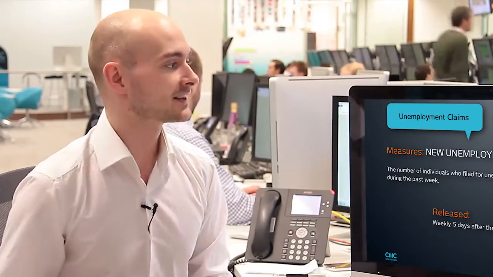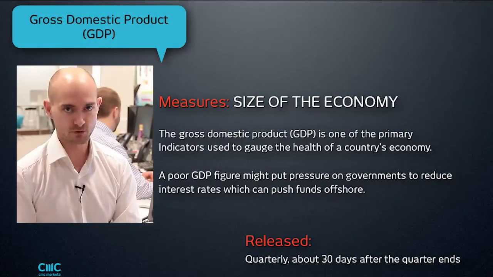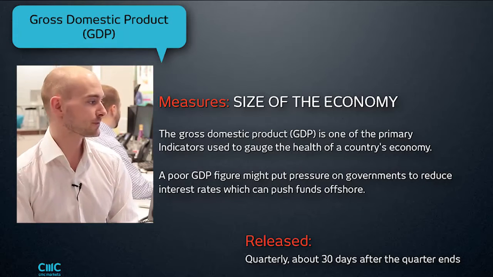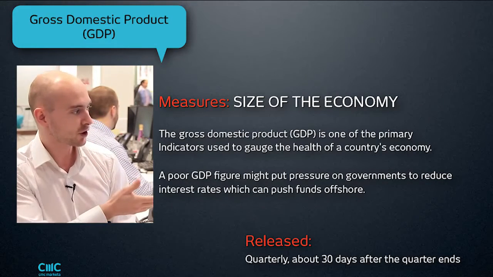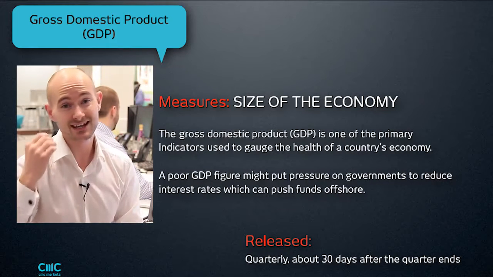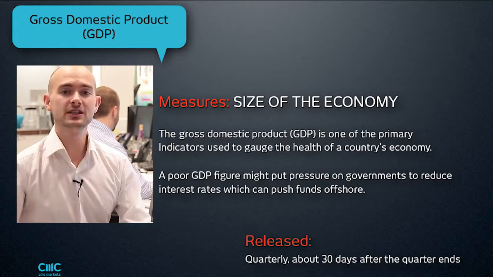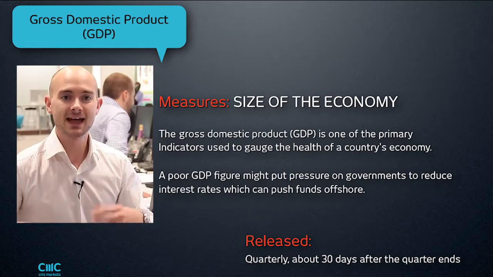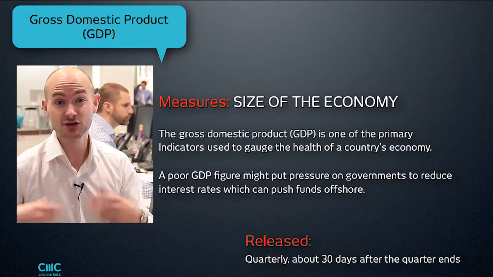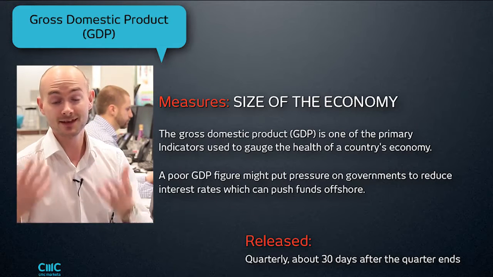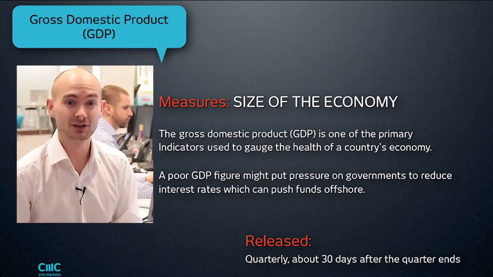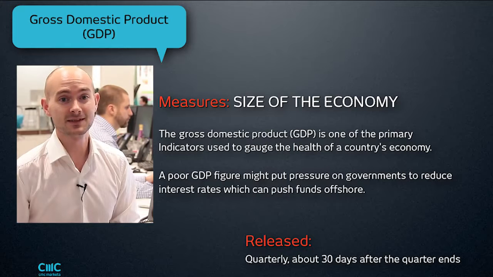The next one we're going to have a look at is gross domestic product, or GDP. Okay, this one is particularly important because it actually measures the size of an economy, and the gross domestic product is one of the primary indicators to gauge the health of that economy. So if GDP is increasing, that means that the economy is potentially doing a little bit better. If GDP levels are coming down, that means that the country itself is making that little bit less money and affects its competitiveness out there as well.